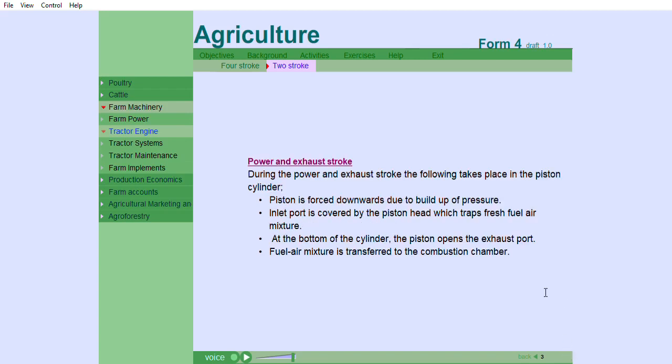Power and exhaust stroke. During the power and exhaust stroke, the following takes place in the piston cylinder. Piston is forced downwards due to build-up of pressure. Inlet port is covered by the piston head, which traps fresh fuel-air mixture. At the bottom of the cylinder, the piston opens the exhaust port. Fuel-air mixture is transferred to the combustion chamber.